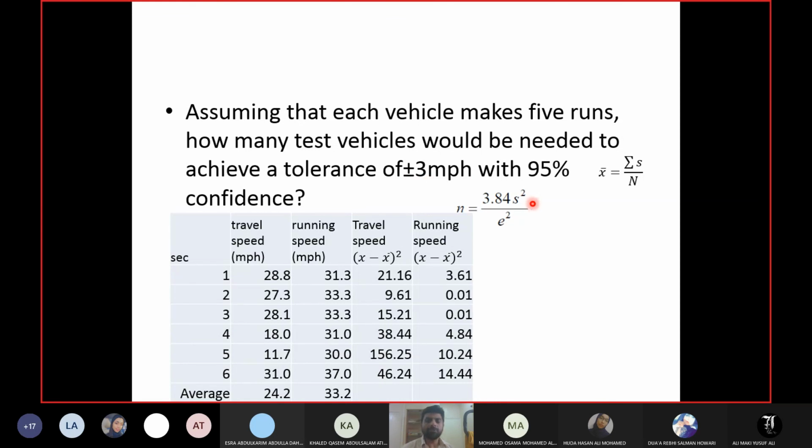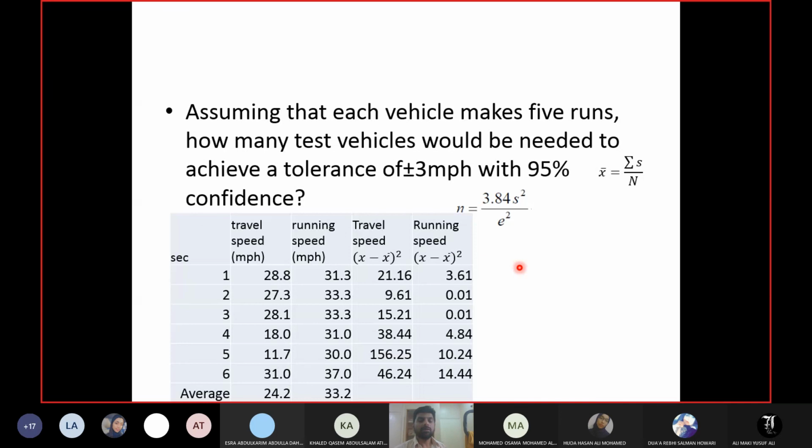Now, should I calculate the standard deviation for travel time, running time, travel speed, or running speed? This is the question. You see the tolerance level is given in miles per hour, not in seconds. So they want me to calculate the number of samples using the speed parameters. I will use the travel speed and the running speed, so I will calculate 2 sample sizes, one using travel speed, the other using running speed. So I need to calculate the standard deviation for travel speed and running speed.